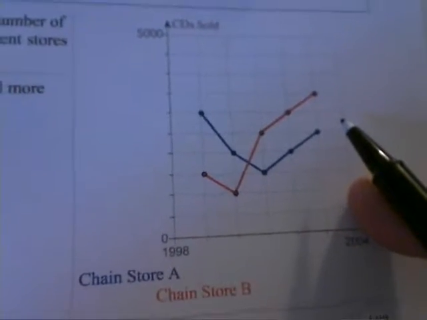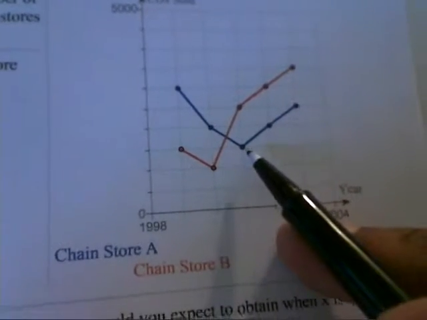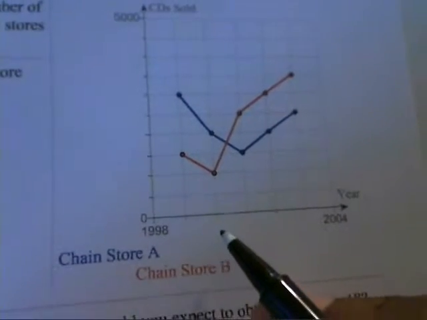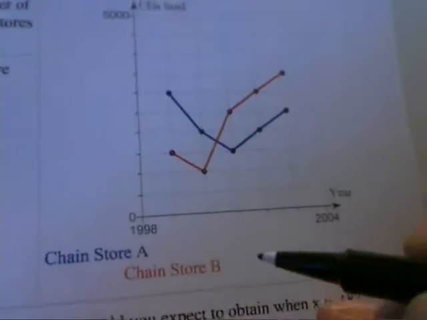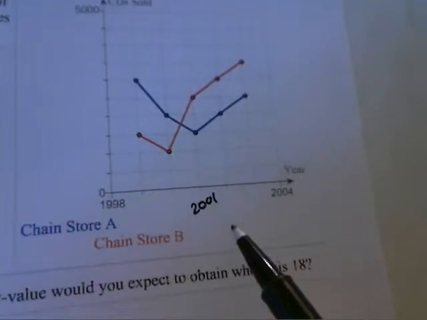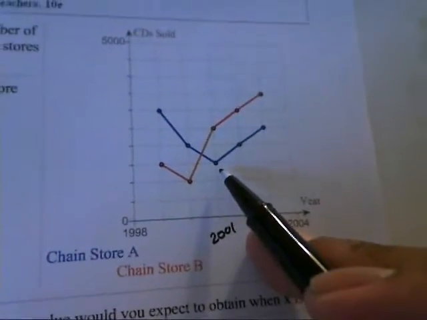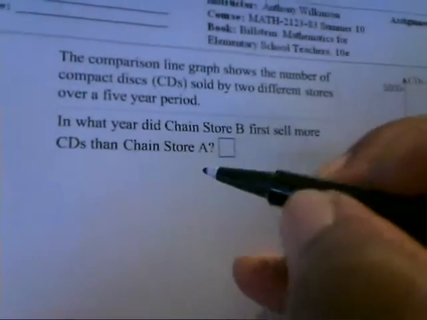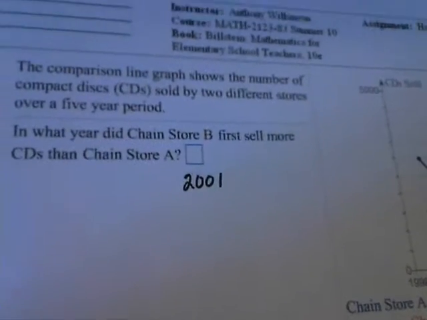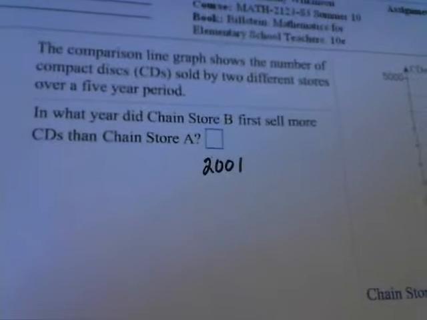Now the year that chain store B sold more than chain store A would be, in this case, if this is 1999, then this is 2000. This will have to be 2001, where chain store B sold more CDs than chain store A. So in this case, it was 2001 that chain store B would first sell more CDs than chain store A.